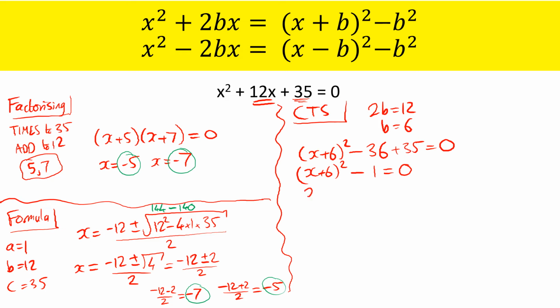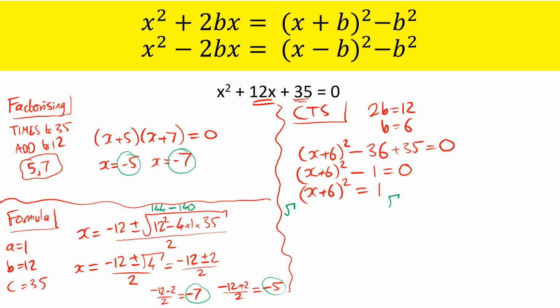Well, we want to get x on its own. So rather than expand our brackets, which I think is a bit of a natural inclination here, we're going to add 1 to the other side. And then how do we get rid of a square? Well, we're going to square root.